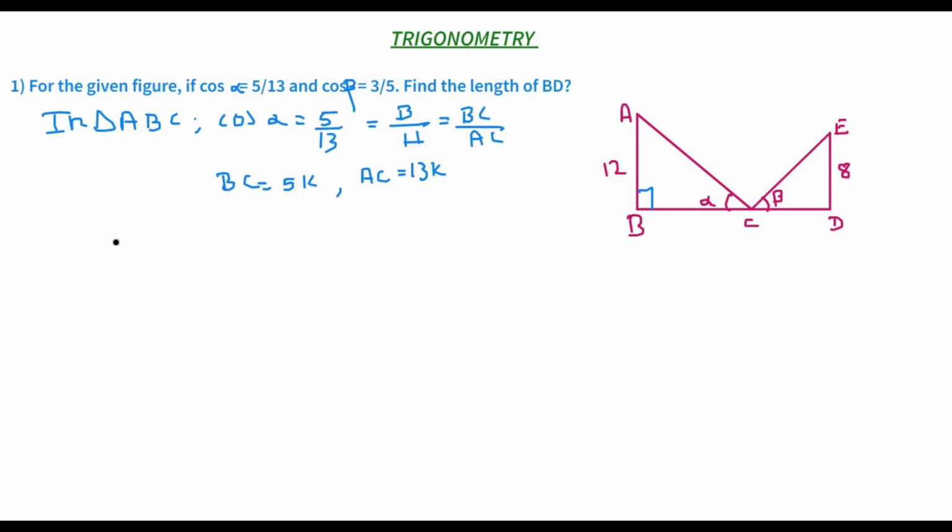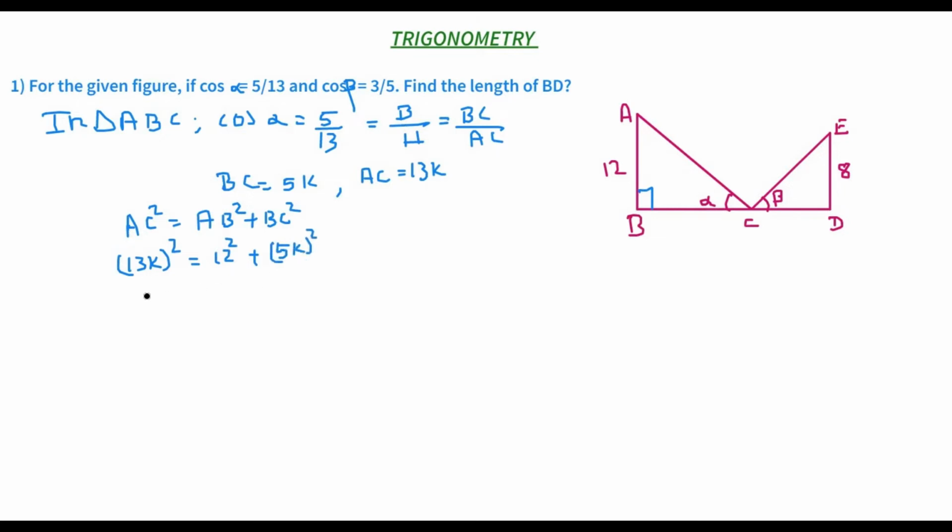So what is the Pythagoras theorem? Yes, the square of the hypotenuse is equal to the sum of the squares of the other two sides. So the square of the hypotenuse, which is AC square, equals the sum of the squares of the other two sides, that is AB square plus BC square. Now as you know, what is AC? 13K. So 13K the whole square equals, what is AB? AB is 12, that is 12 square. What is our BC? 5K the whole square.